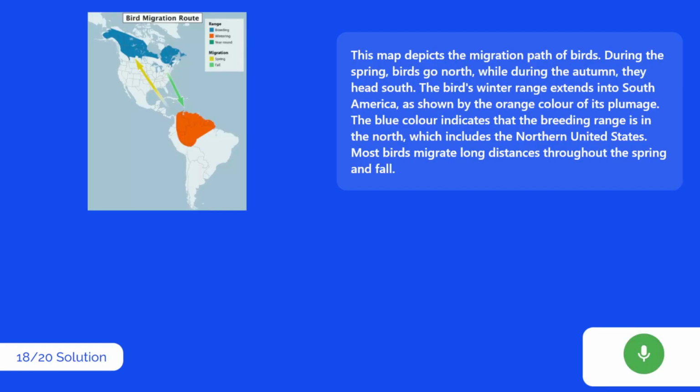This map depicts the migration path of birds. During the spring, birds go north, while during the autumn, they head south. The bird's winter range extends into South America, as shown by the orange color of its plumage. The blue color indicates that the breeding range is in the north, which includes the northern United States. Most birds migrate long distances throughout the spring and fall.